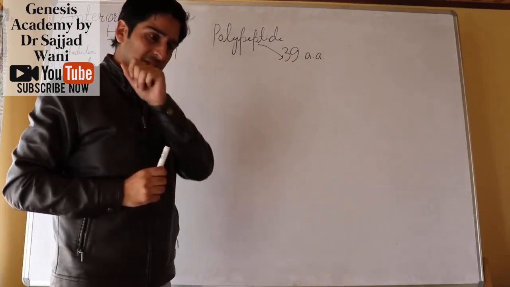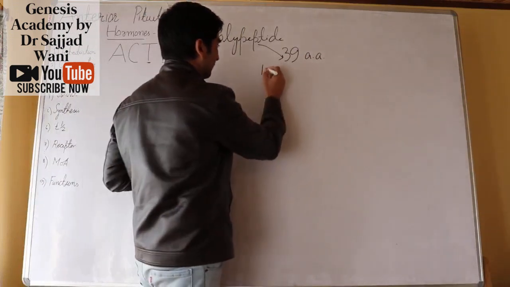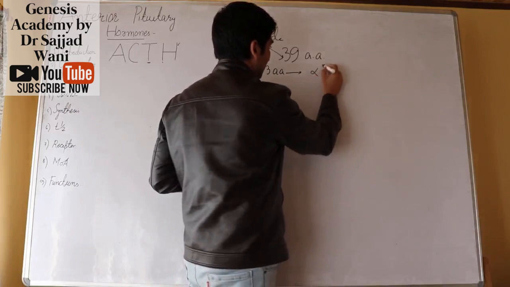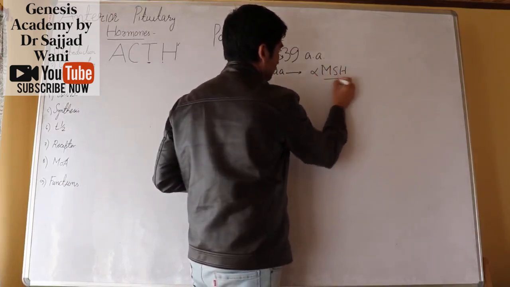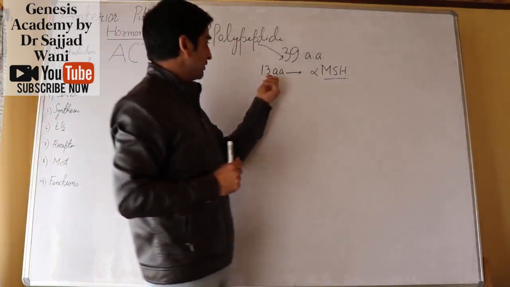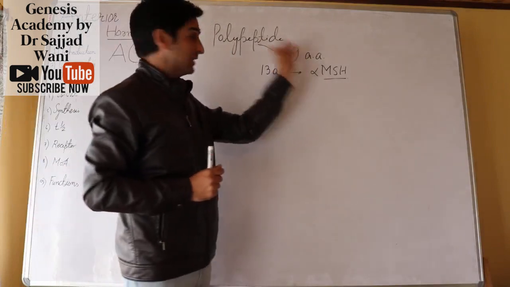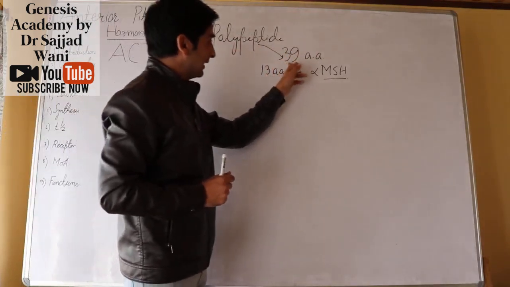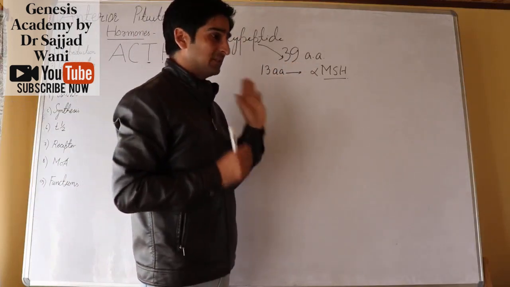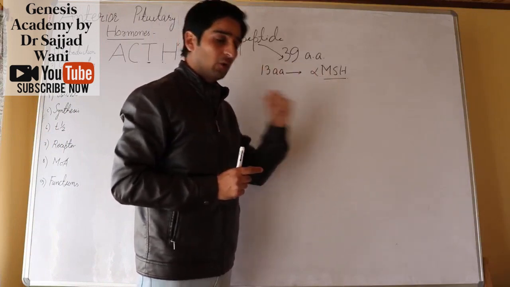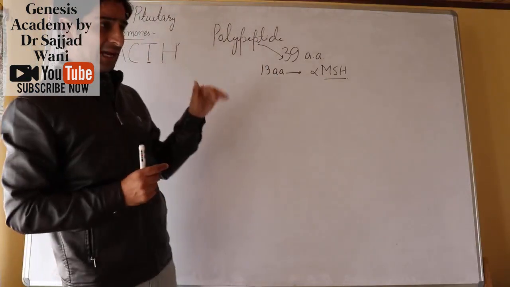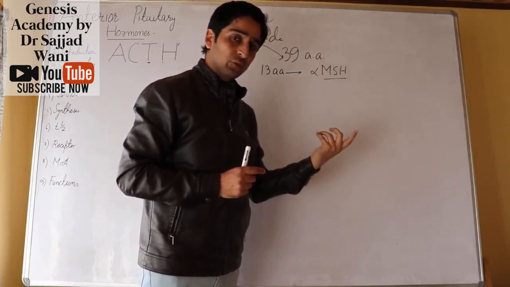And I will tell you a very interesting point about this hormone, that the first 13 amino acids of ACTH resemble the alpha MSH, the melanocyte stimulating hormone. The alpha MSH is produced in a number of animals, and the first 13 amino acids from the N-terminal of this polypeptide of 39 amino acids resemble in structure the alpha melanocyte stimulating hormone. And that's why this adrenocorticotropic hormone has an effect on the melanocytes of the human body.